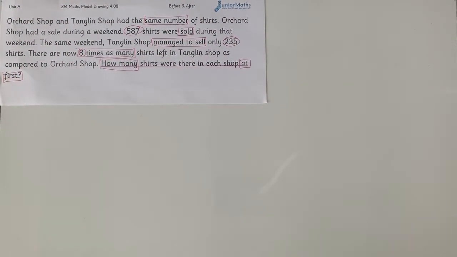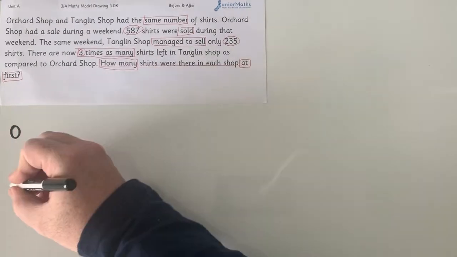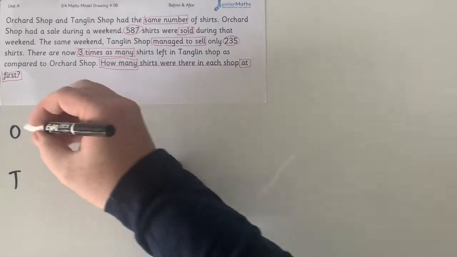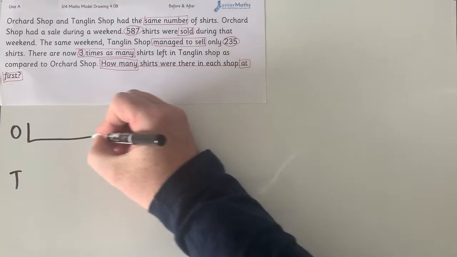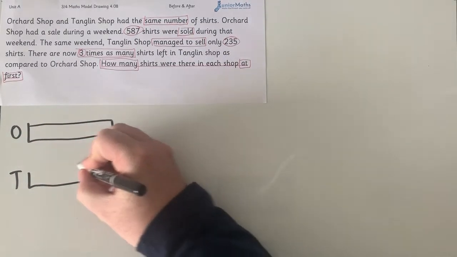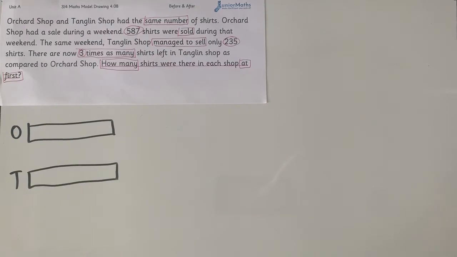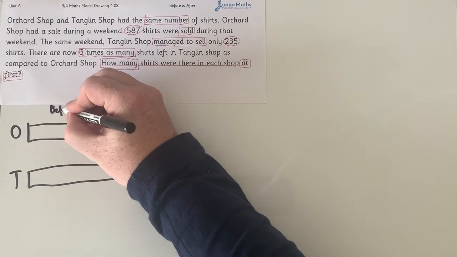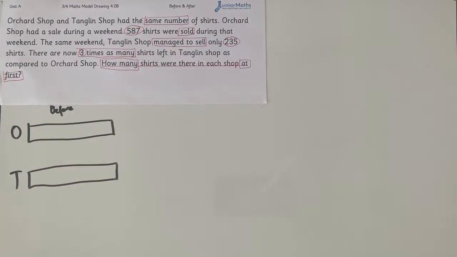Okay, let's have a look. So let's start by drawing Orchid Shop, O, and T for Tanglin. So they had the same number at first. So we can draw that. I should write "before" as well.